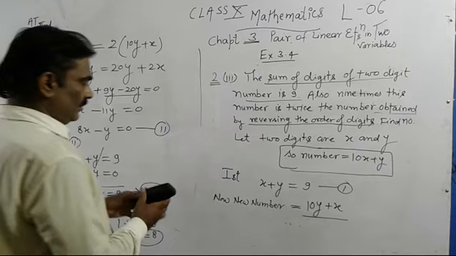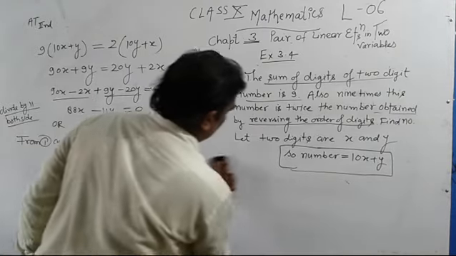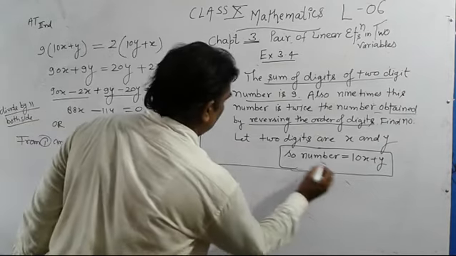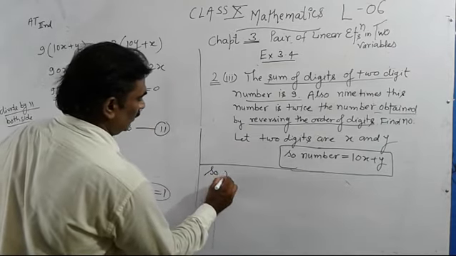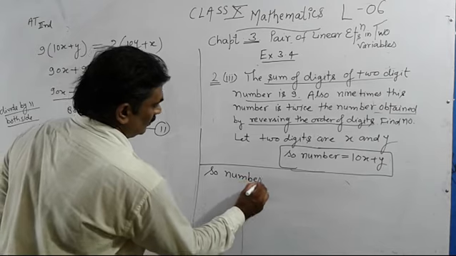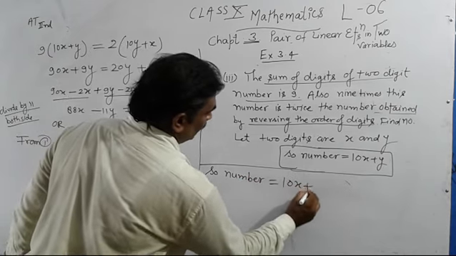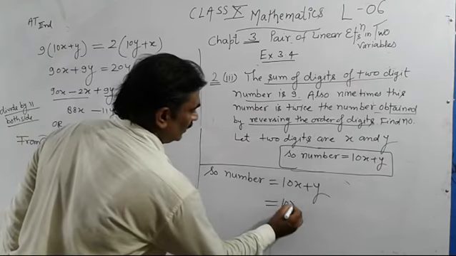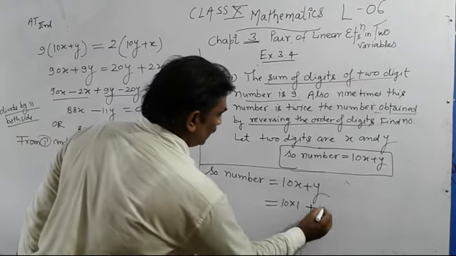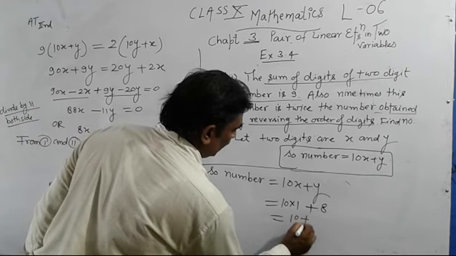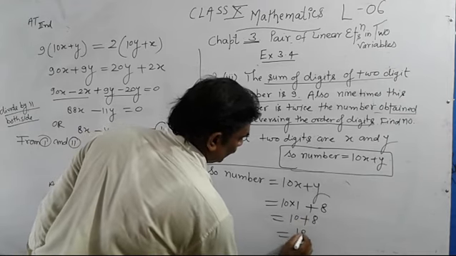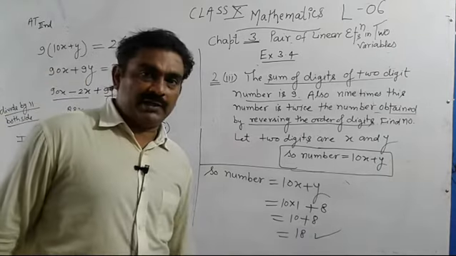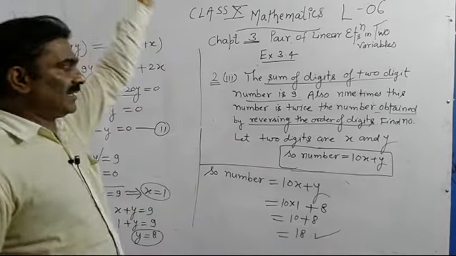Now finally we can find the number. So the number is equal to 10x plus y. Here 10 into, putting the values of x and y, x is 1 and y is 8, it becomes 10 plus 8, that is 18. This is your answer. Finally we have got our number 18. Students, so this is the solution of question number 2, part third.